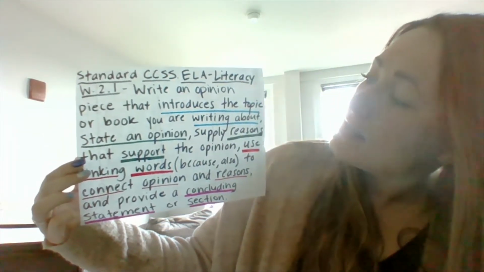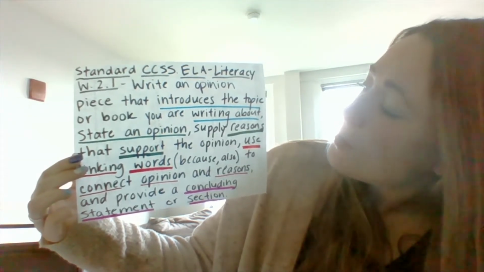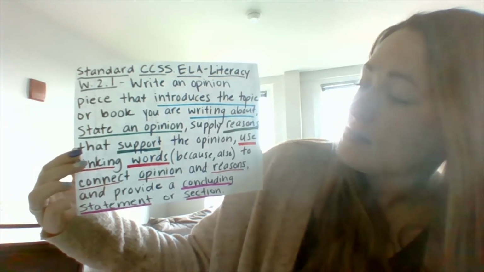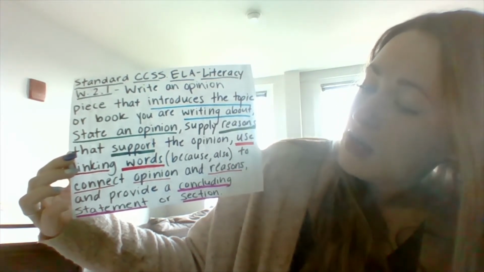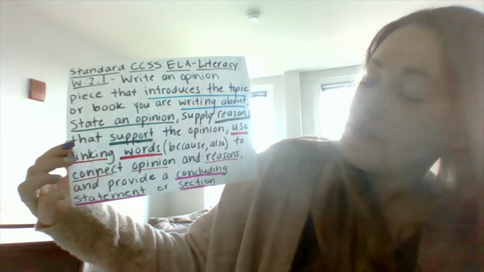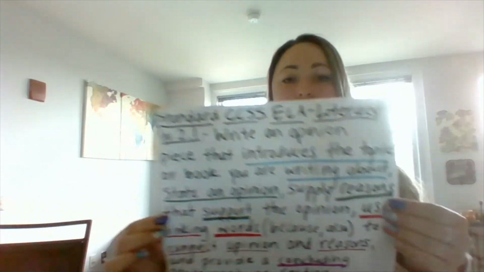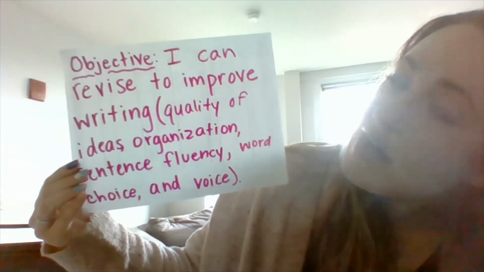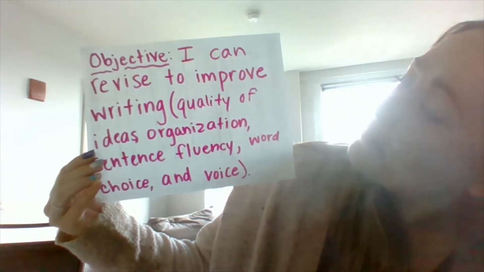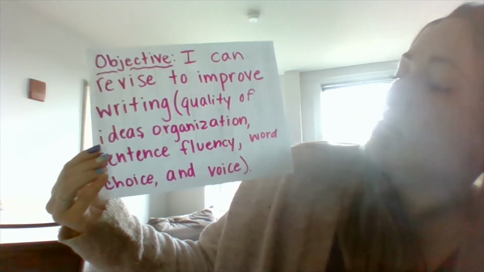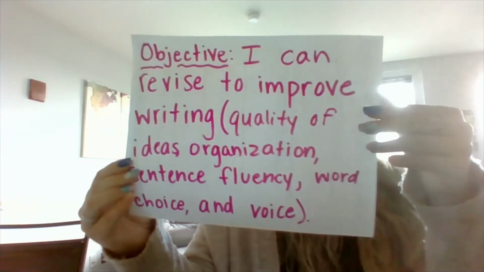Write an opinion piece that introduces the topic or book you are writing about. State an opinion. Supply reasons that support the opinion. Use linking words to connect opinion and reasons, and provide a concluding statement or section. Our objectives for today, since we're revising: I can revise to improve my writing, which means the quality of ideas, organization, sentence fluency, word choice, and voice.